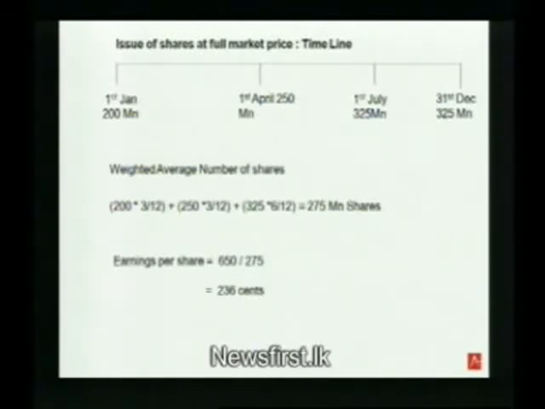So for the first 3 months it is 200 million shares. For the next 3 months it's 250 million shares. For the next 6 months it is 325 million shares. So the weighted average number of shares is 200 into 3 over 12, 250 into 3 over 12, and 325 into 6 over 12. That gives you 275 million shares. Therefore the earnings per share is earnings of 650 divided by 275, which gives you 236 cents per share.